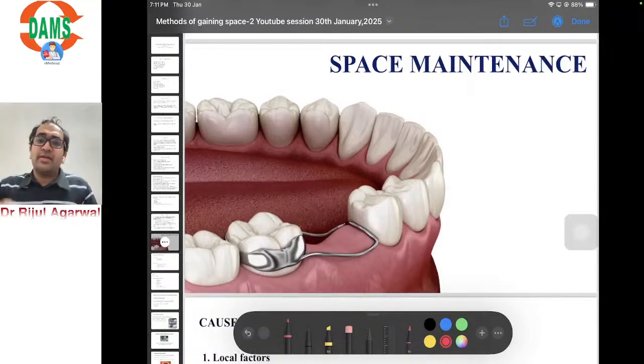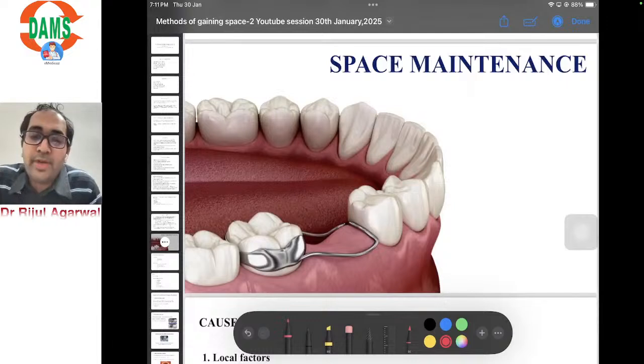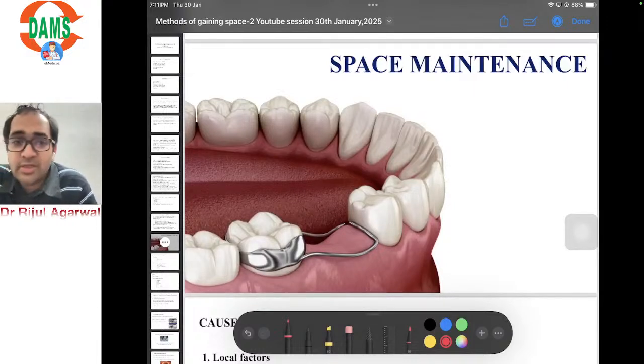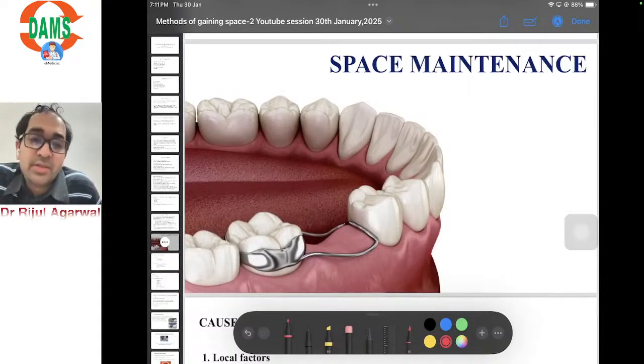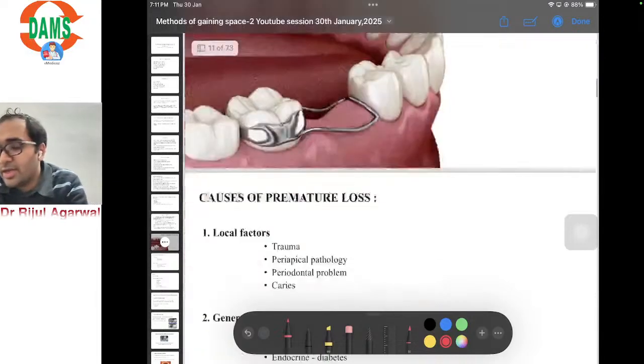So moving ahead, that is to the topic of space maintenance. Although the topic with which I started was methods of gaining space, and space maintenance does not necessarily come in this one, maintaining the existing space is a form of interceptive orthodontics only, so as to avoid the development of full-blown malocclusion. So I'm taking up this space maintenance topic under this very heading only.